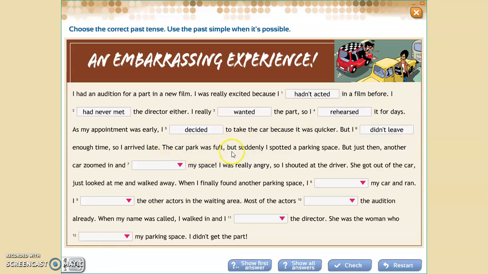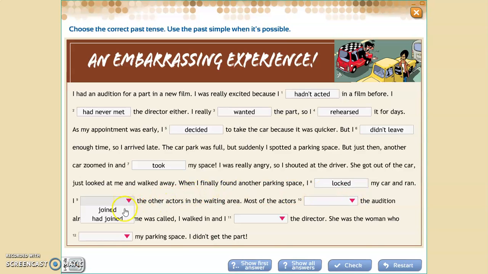The car park was full, but suddenly I spotted a parking space. But just then, another car zoomed in and took my space. I was really angry, so I shouted at the driver. She got out of the car, just looked at me, and walked away. When I finally found another parking space, I locked my car and ran.